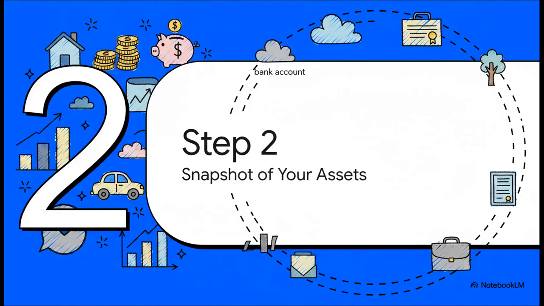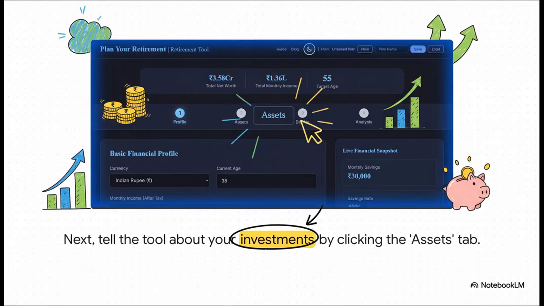So let's move on to step 2 and see how this thing starts to build. Now we need to tell the tool what you currently have. It's time to get a complete picture of all your assets. All right, so next, you're going to click on that Assets tab. This is where you'll punch in all of your current investments. It's super important for giving the tool the full picture of where you stand. I mean, you can't really plan a journey without knowing exactly where you're starting from, right?